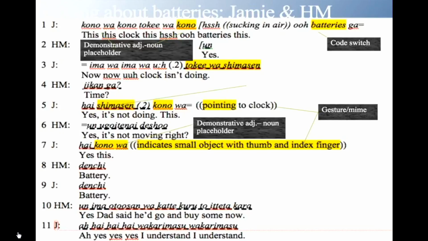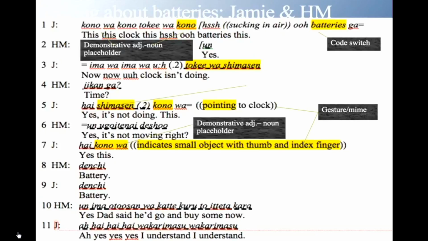In line 1, we see speech perturbances: sucking in air, repetition, vowel lengthening, all things that indicate that she's having difficulty finding a lexical item. In line 1 in particular, she uses the word kono, which is "this." It's a demonstrative adjective, used twice as a noun placeholder for the word she seeks, which is batteries. And that kono refers to batteries is made visible in the talk because she identifies it by code switching into English.